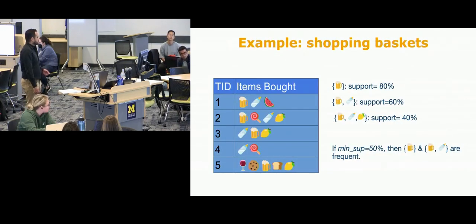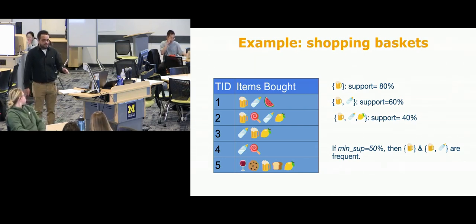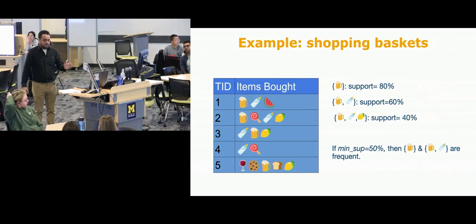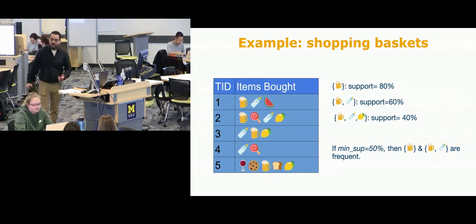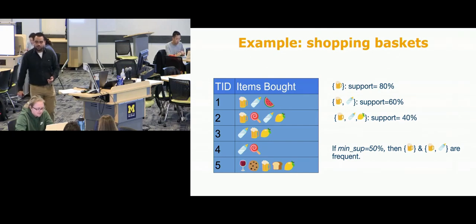The number of beers over total items? Relative to the total transactions. Yes. So there are 5 total transactions, and beer occurs in 4 out of them. So it's 4 divided by 5, 0.8 or 80%. Similarly, you could look for beer and milk. Beer and milk together appear in 3 out of the 5, so it's 3 divided by 5, 0.6 or 60%. Similarly, for beer, milk, and lemon, the support is 40%.